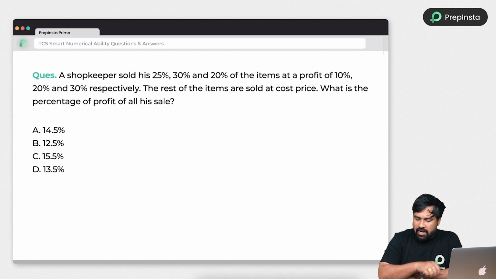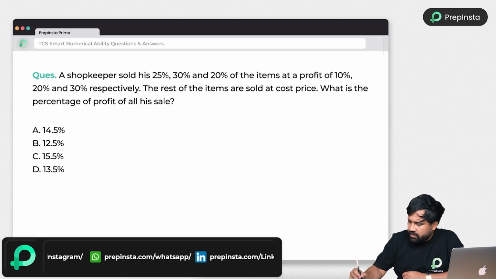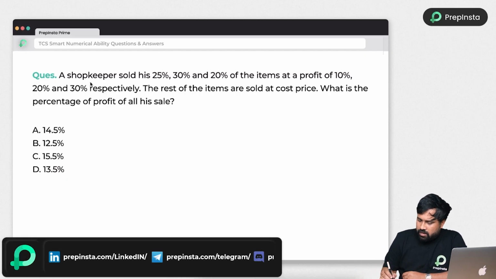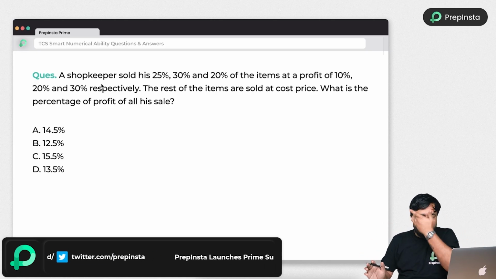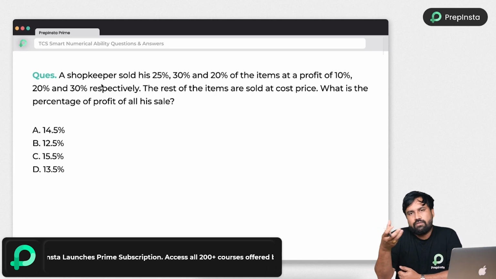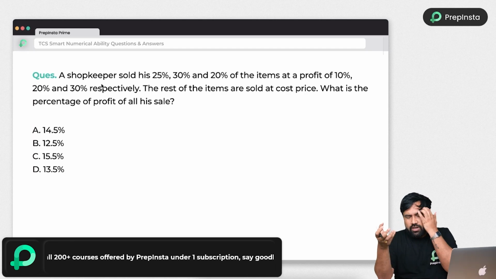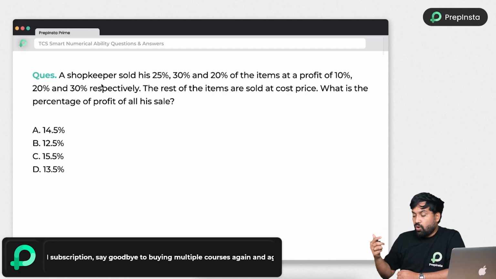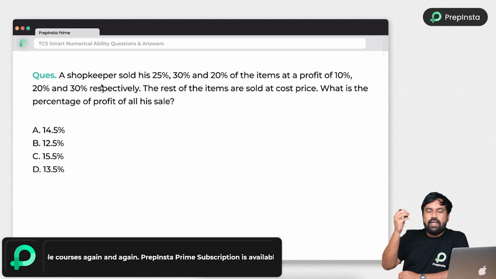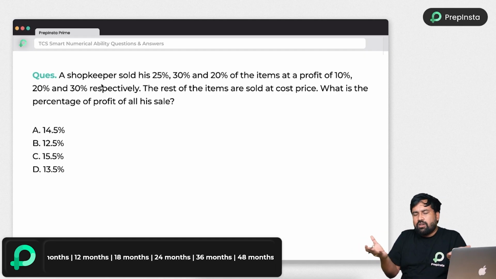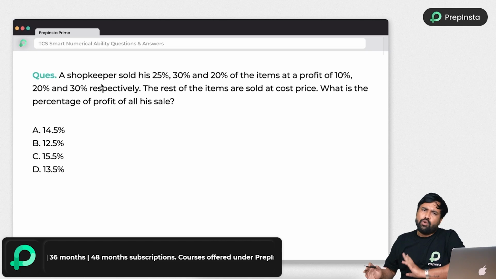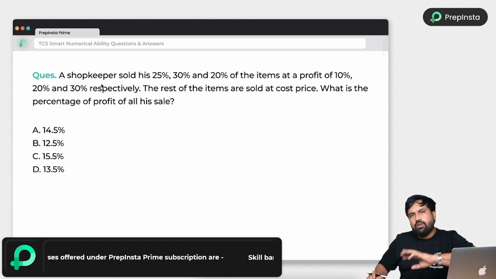So again, I am getting back to the question. Simply just look here. I don't know how much quantity of goods he has, right? So whenever I don't have these types of original values or prices, I'll always think that he has 100 pieces or items, each valued at 1 rupee only. That's it. The answer will be easy.